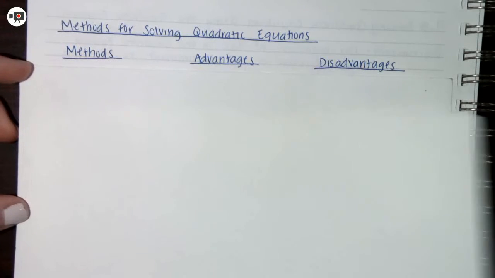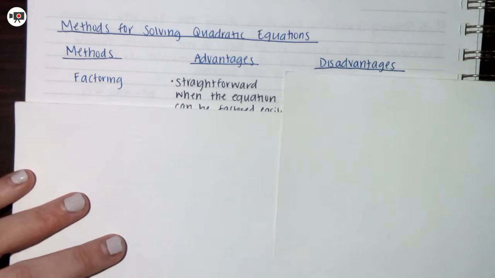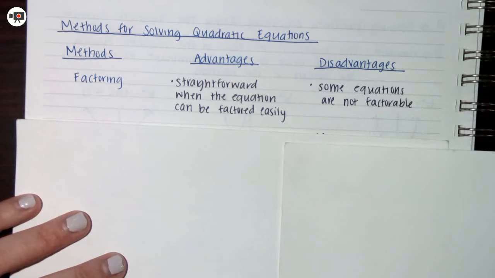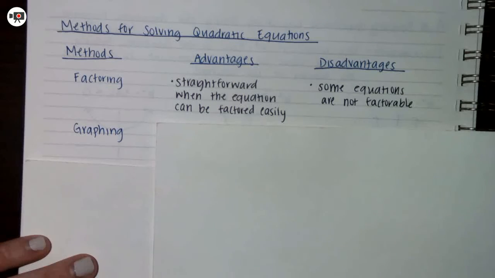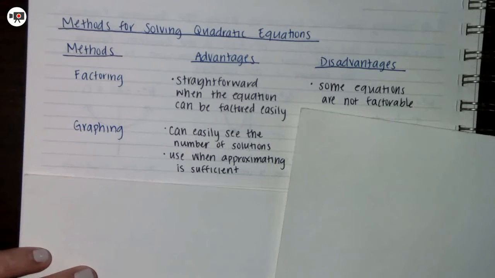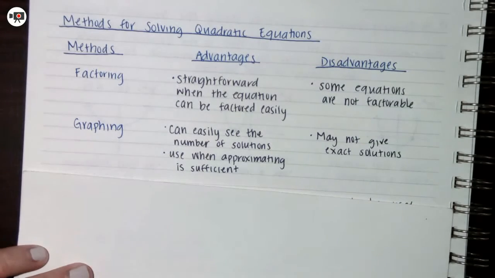And we've done a few different ways on how to solve quadratic equations, and there's some advantages and disadvantages to each. So the first one we did was factoring. Factoring is great if the equation is straightforward when it's easily factored, but some equations are not factorable at all. Next we did graphing. And graphing is great when you can easily see the number of solutions you're going to have, or if approximating is a sufficient answer. If you need exact, this is not the way to go.